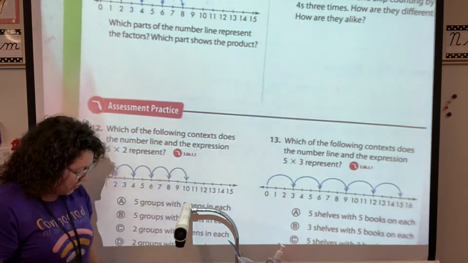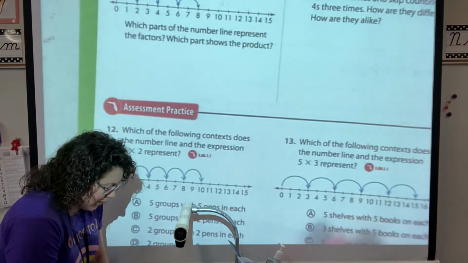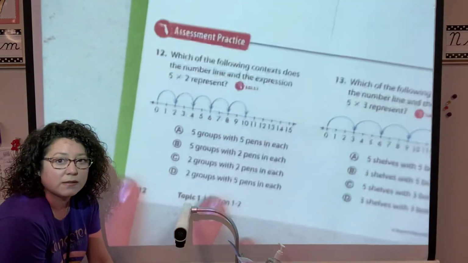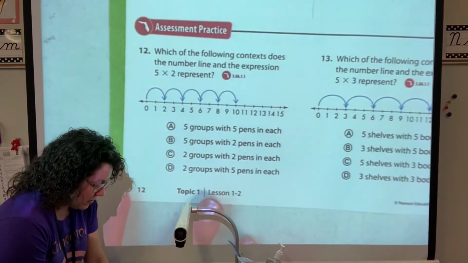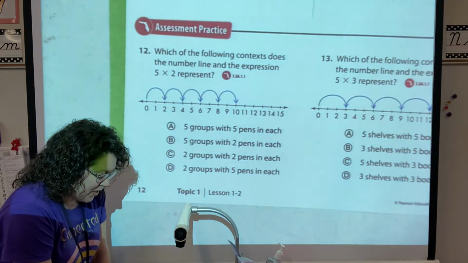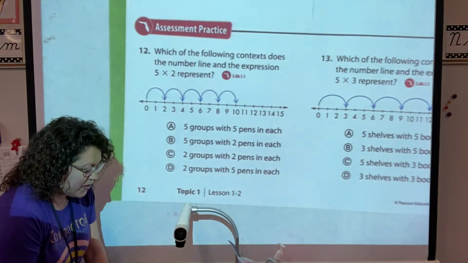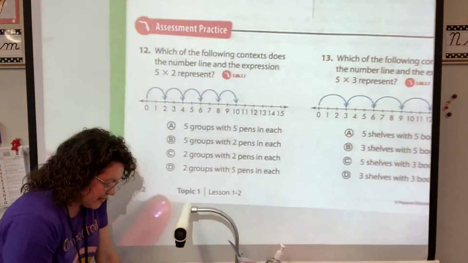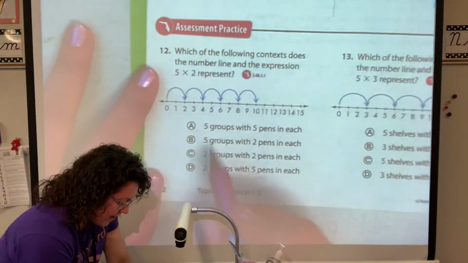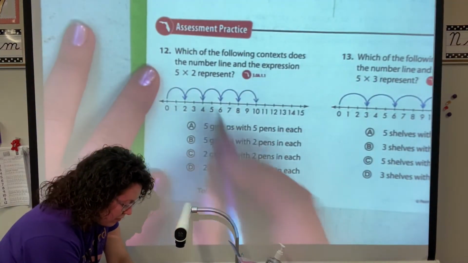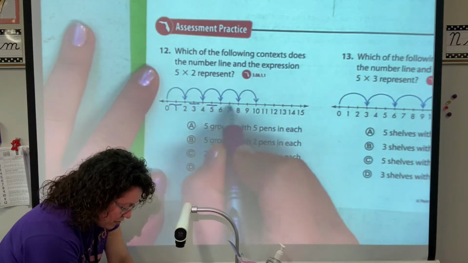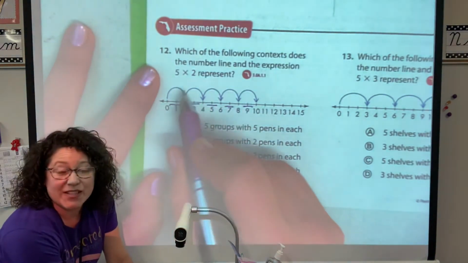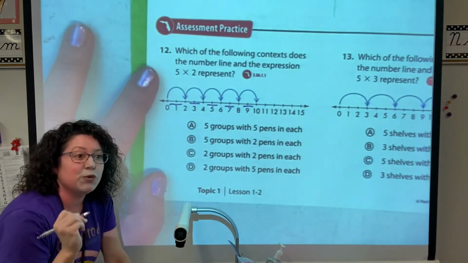So let's look at number 12. Which of the following contexts, that means this information here, does the number line and the expression 5 times 2 represent? So 5 groups of 2. Well, I can see the answer choices here. 5 groups with 5 pens each? No. Look, 1, 2, 1, 2, 1, 2, 1, 2, 1, 2. 5 groups with 2 pens each? Well, again, in your head, be saying 5 groups of 2.